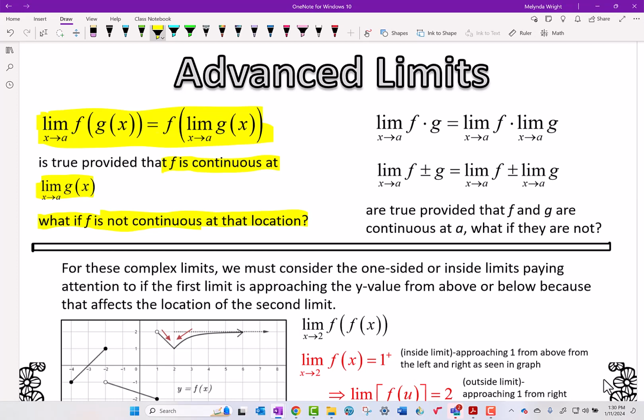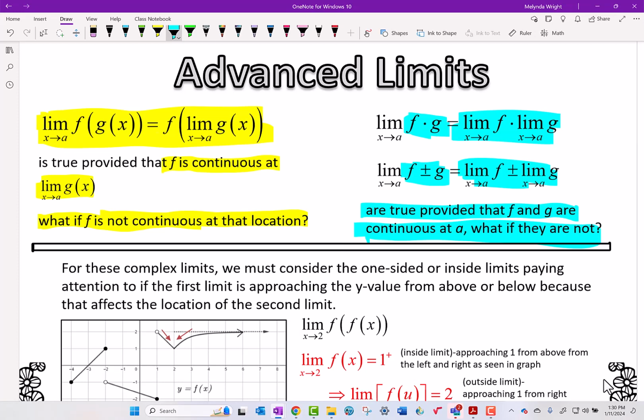Another thing that can happen, when you have two functions that you are multiplying or adding or subtracting, what if f and g are not continuous at a? What then? These formulas are true if f and g are continuous there, but what if they're not? And that's what we're going to investigate today as well.